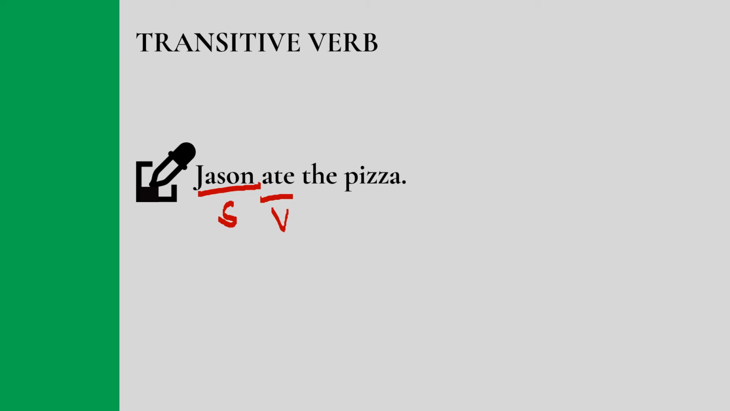This verb can be transitive or intransitive. Like I said earlier, if it is transitive, it is followed by an object. The object answers the question who or what. Now, Jason ate what? Jason ate the pizza. Therefore, the pizza is our object and our verb ate is used as a transitive verb.